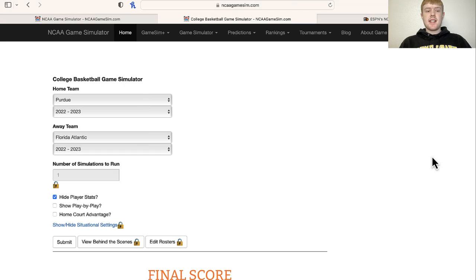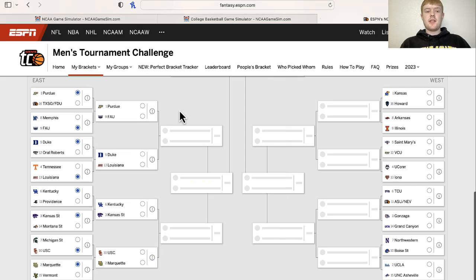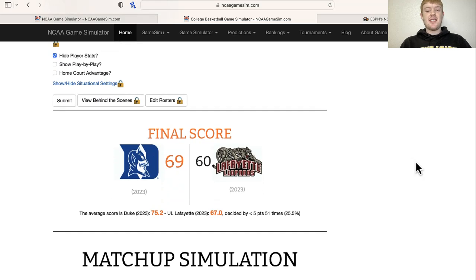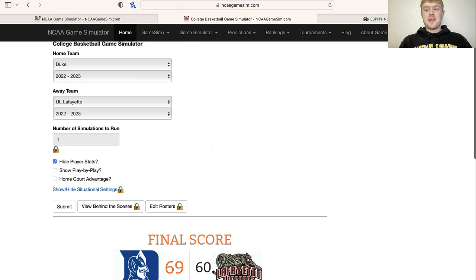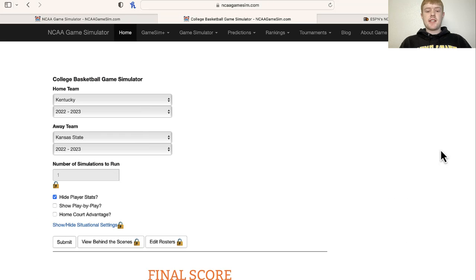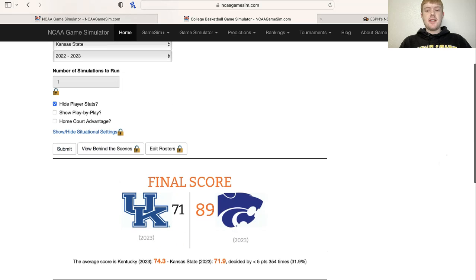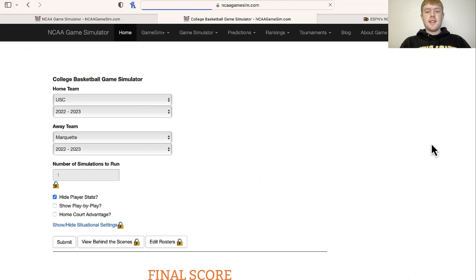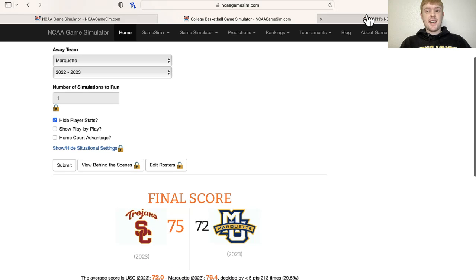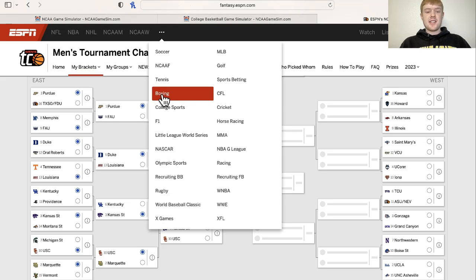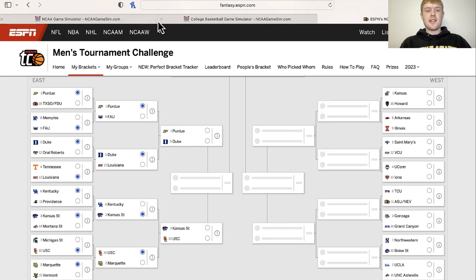And in the first game of the second round, Purdue beats Florida Atlantic to move on. And now in the game of Duke versus Louisiana, or Louisiana Lafayette, Duke's going to beat them anyway. So Duke will move on to the next round. And now in the game of the 6 versus the 3 seed, Kansas State's going to beat Kentucky by 18 points to move on to the next round. And then this next game, USC is going to pull off the upset, and they're going to move on to the next round by 3 points. This is probably the most normal region we've had so far. Let's see if the trend continues and see if Purdue can move on to the next round.